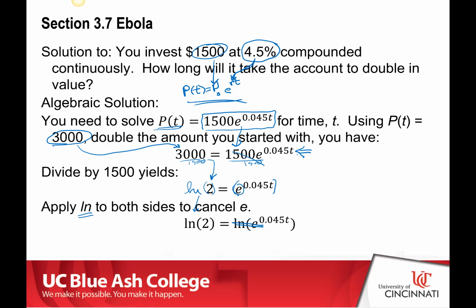You can start off by dividing both sides by this 1,500, and 3,000 divided by 1,500 will give you 2. Then we're going to apply the natural log to each side. Natural log and e cancel. So those two will cancel. But on the left side, those don't cancel.